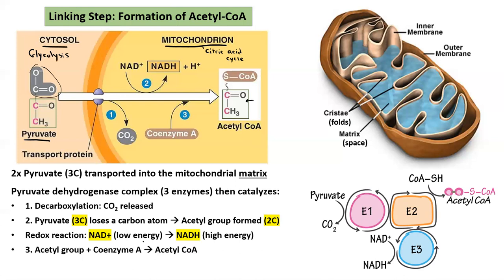Finally, we're going to add to the acetyl group another molecule that we call coenzyme A, so that we will form acetyl-CoA. Okay, and that's carried out by the other enzyme of the complex. And then acetyl-CoA, which now contains only 2 carbons, will enter the Krebs cycle or the citric acid cycle.